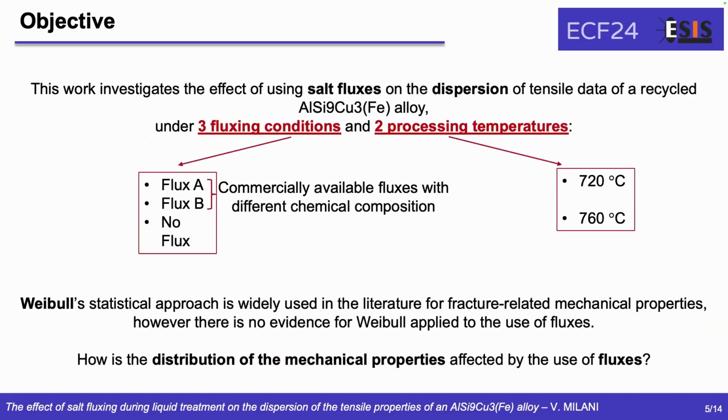So the objective of this work is to investigate the effect of using salt fluxes on the dispersion of tensile properties of a recycled aluminum silicon 9 copper 3 iron alloy, under three fluxing conditions: using flux A and flux B, which are commercially available fluxes but with different chemical compositions, and no flux, and under two processing temperatures, 720 and 760 degrees.